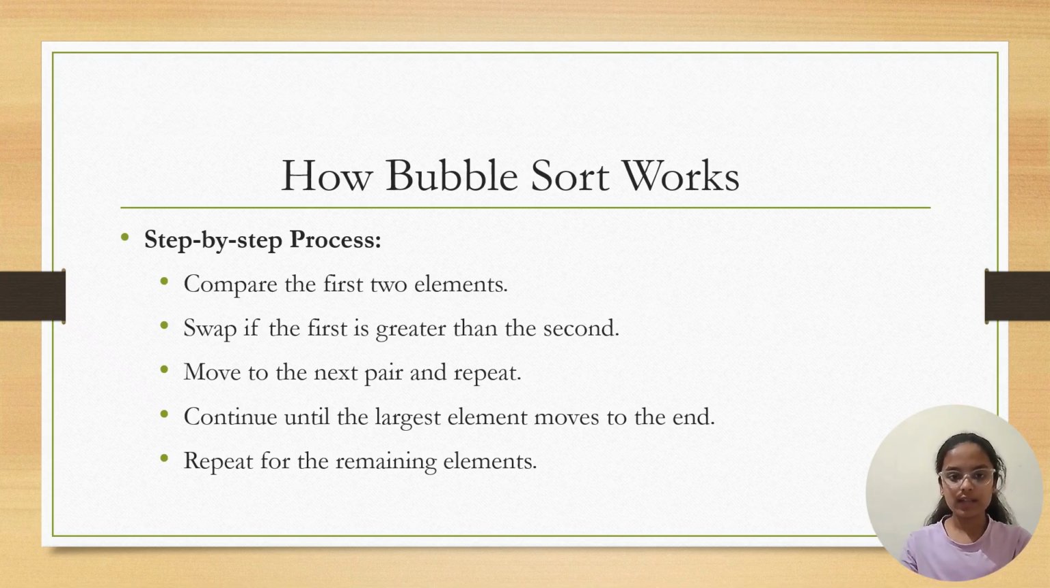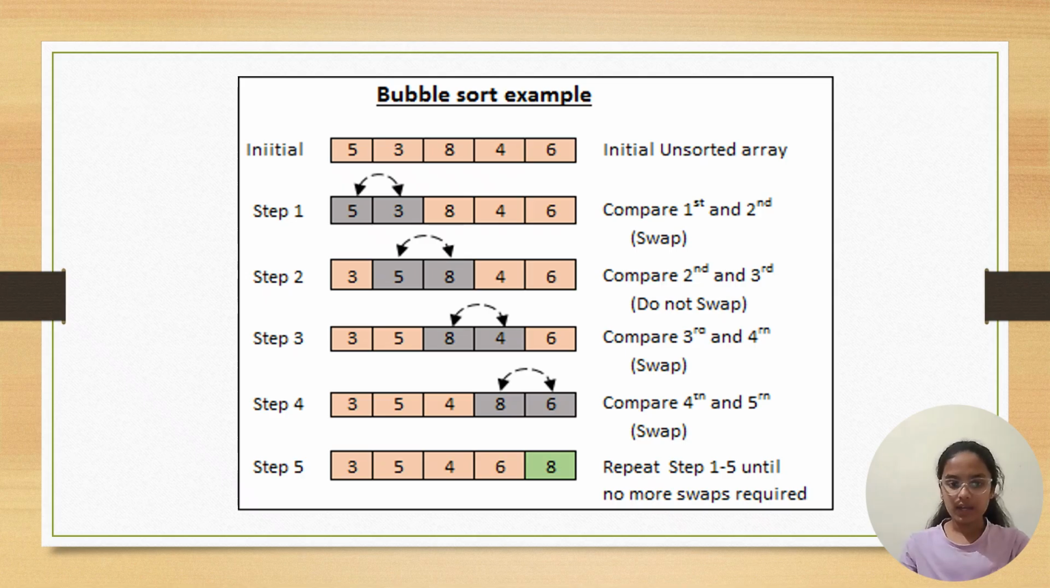Coming to the next slide, here we have an example of bubble sort. Initially we have the elements 5, 3, 8, 4, 6. This is the initial unsorted array. The first step is to compare the first two elements, 5 and 3. The first element is greater than the second element, so we swap them and get 3 and 5.